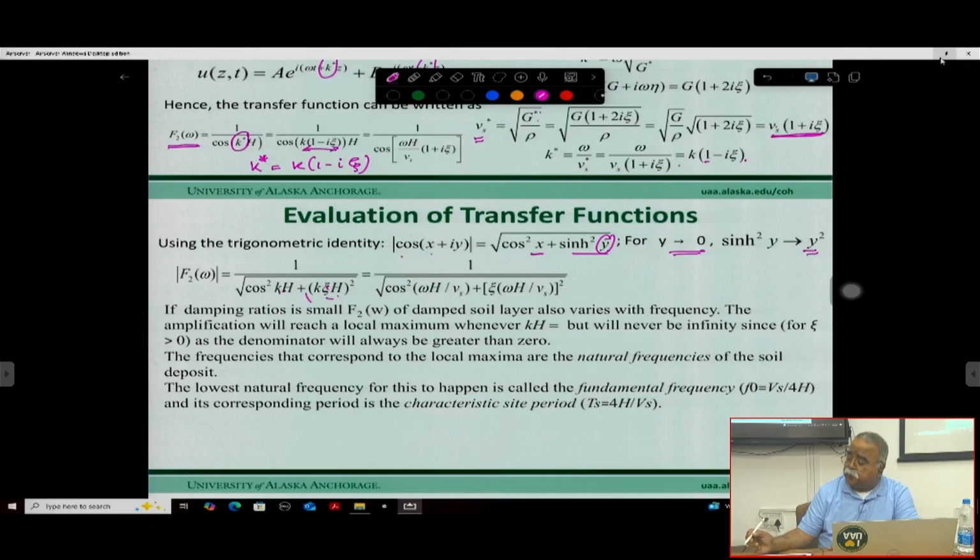If damping is very small, then this value is very small, so its square value will be much smaller. Then we can get it as 1 by cos omega h by vs, the same thing as we have done before, if the damping is small. But if the damping is more, then this value we cannot neglect, and we have to take care of that number, right?